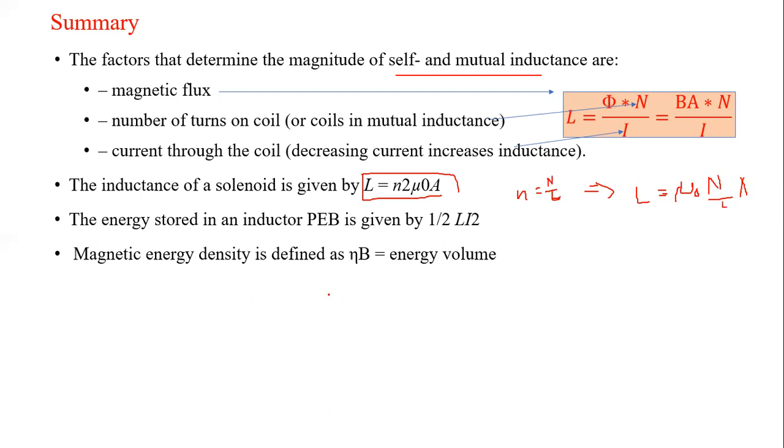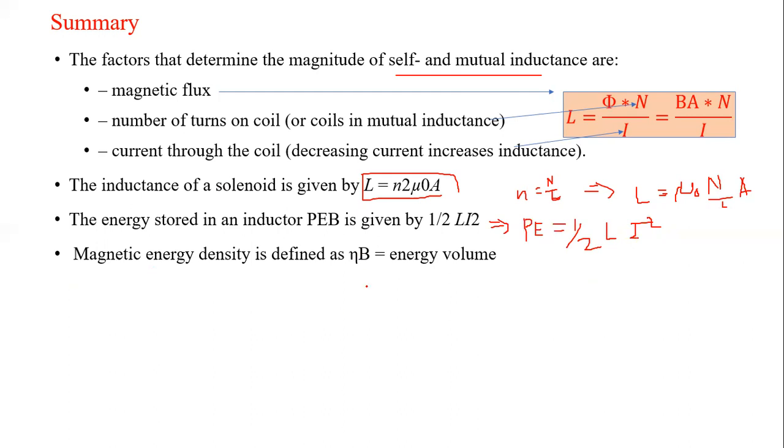The energy stored in an inductor, that is the potential energy of the magnetic flux, is given by one half L I square. So the more I square and the more L, the more energy.